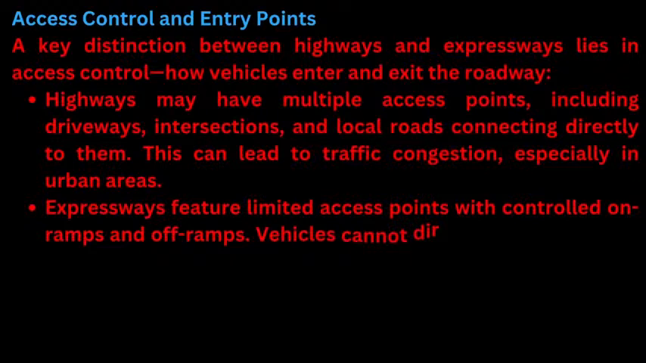Speed limits and traffic flow. Since expressways are designed for high-speed travel, their speed limits are generally higher than highways. Highways have varying speed limits depending on location and traffic conditions. In urban areas, speeds range from 50 to 80 kilometers per hour, 30 to 50 miles per hour, while rural highways allow speeds up to 100 kilometers per hour, 62 miles per hour.